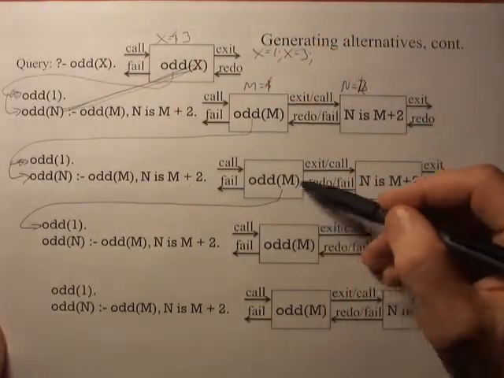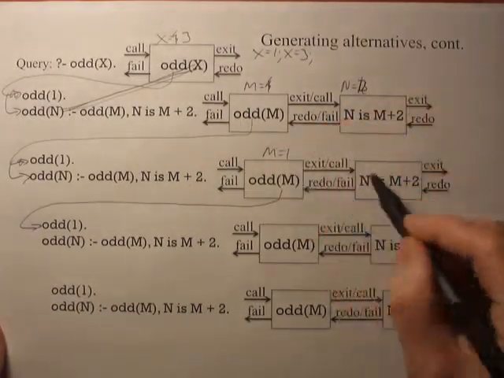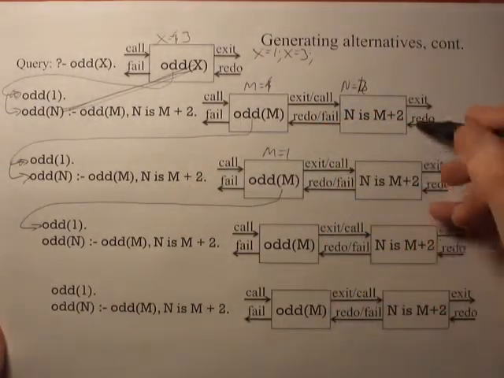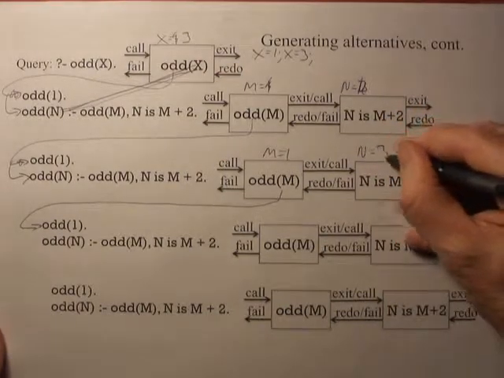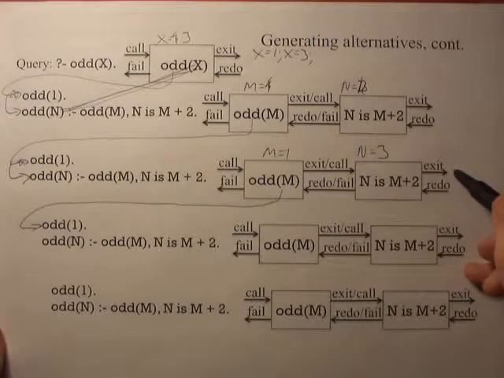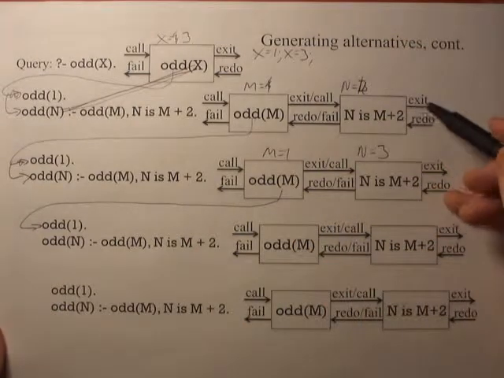So we have odd m, that's going to instantiate m to 1. We exit here, then we say n is m plus 2, so that's going to give us n equals 3. We exit here, and that produces an exit up here.